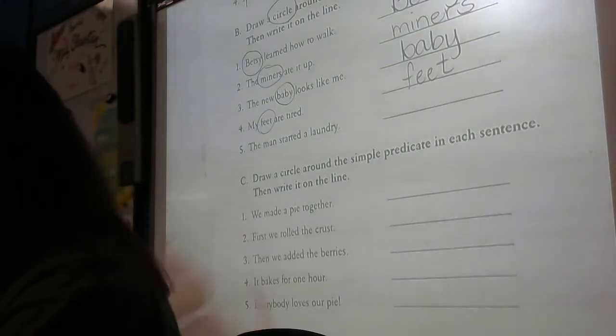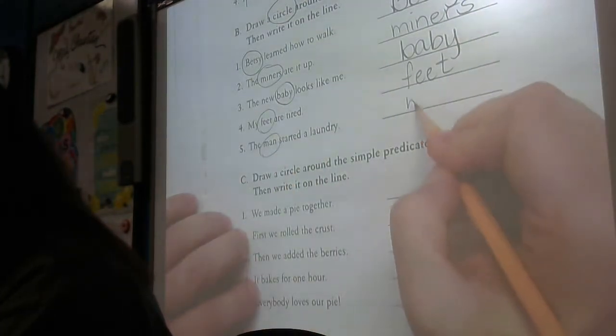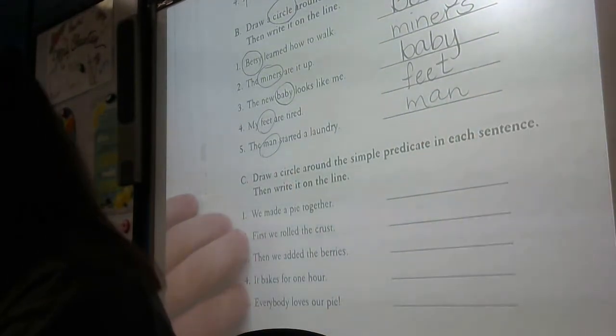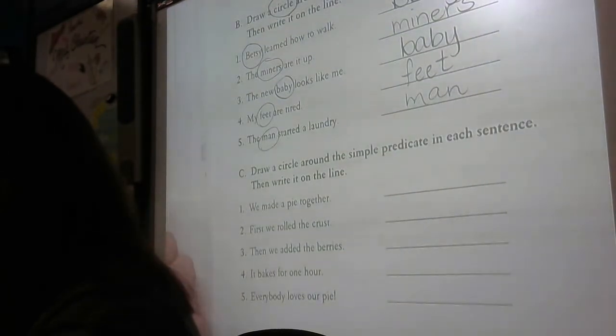The man started a laundry. Who did? Man. Why does he say the man started a laundry? This is about a story called Boomtown that we'll read later in the school year. My name is Man.